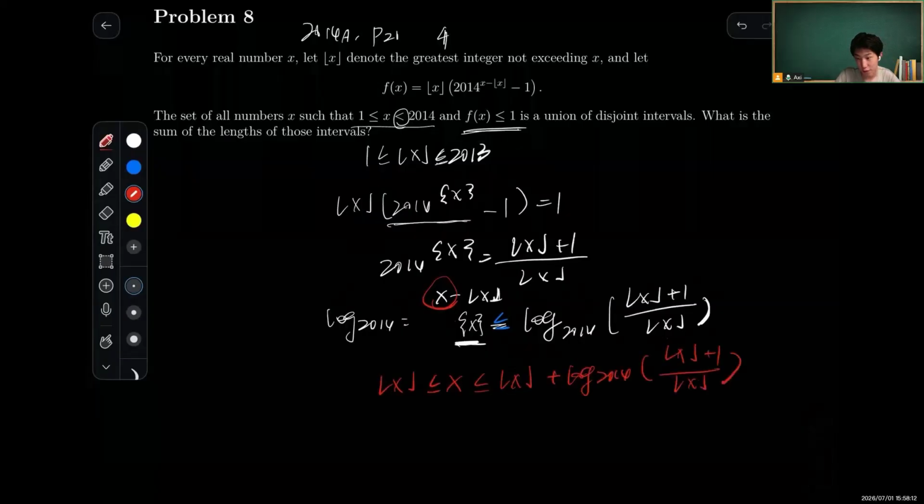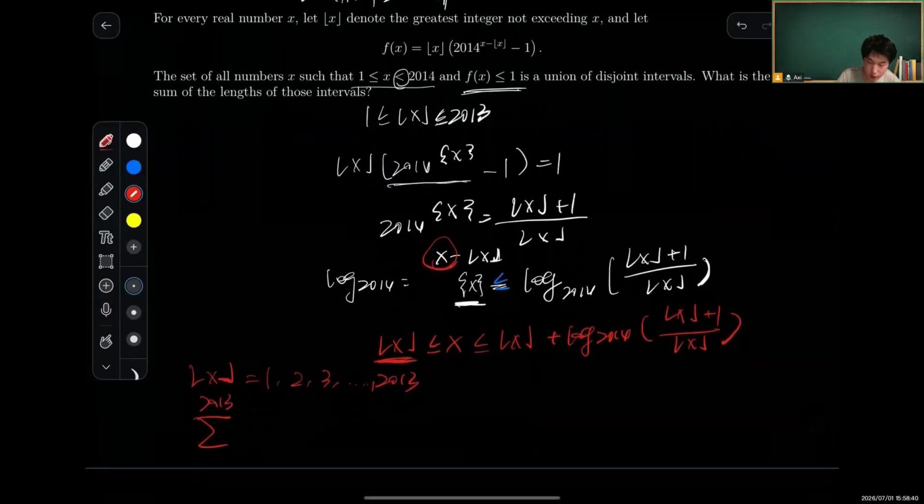This thing does not look very clean, but remember, this thing cannot be treated entirely as a variable that is changing alongside x, because essentially we just want this value to range from 1, 2, 3, all the way up to 2013. The sum of their lengths, which can be written as the sum from i equals 1 to 2013 of log base 2014 of (i plus 1) over i, right?